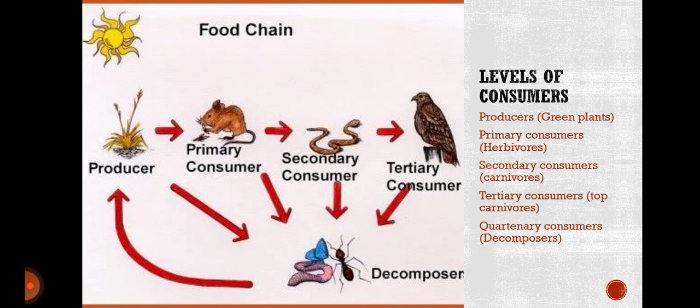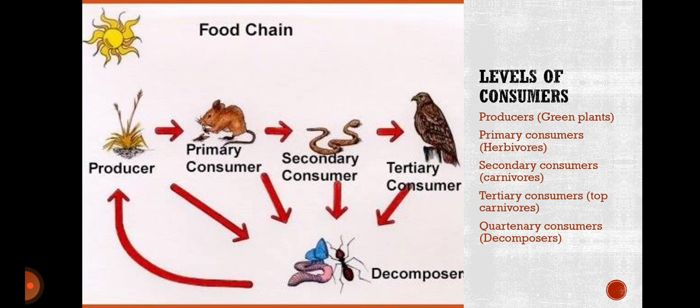Let us learn about the levels of consumers. The first level is producers. These producers are only green plants, as only green plants can produce their own food, and hence they are known as producers. Primary consumers are nothing but herbivores. They directly feed on producers. Secondary consumers are carnivores. They directly feed on herbivores for their food. Tertiary consumers are nothing but top carnivores which feed on carnivores.